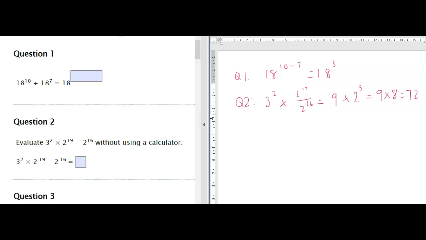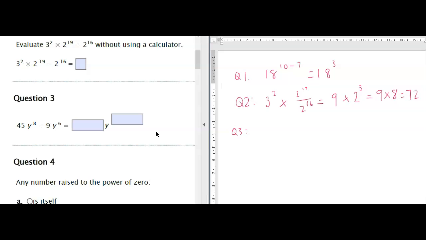Okay, so even though we've got large powers here, you use your index laws to know that 2 to the power of 19 divided by 2 to the power of 16 is the same as 2 to the power of 3. All right, question 3.